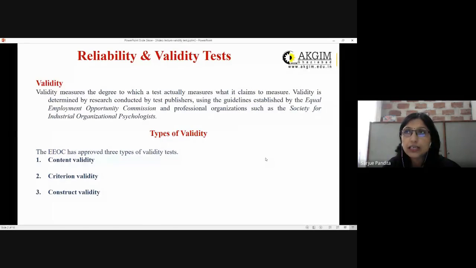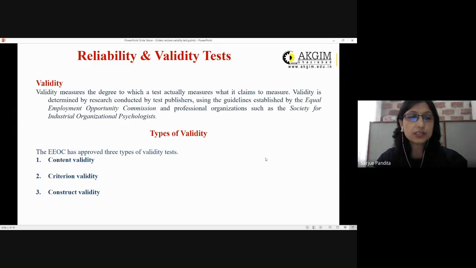For example, let us suppose we have a calculator, which we are using because we feel that the calculator measures our mathematical calculations. And every time we require something to measure or to calculate, we use the calculator. So the calculator is a tool which is valid for mathematical calculations.